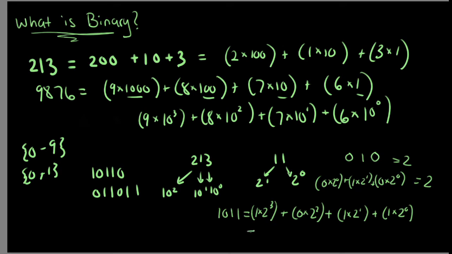And so this is equal to 2 to the 3 is 8. It doesn't matter what 2 to the 2 is because 0 is being multiplied by it, so we get 0. And then 1 times 2 to the 1 is just 2, and then 1 times 2 to the 0. Remember, anything to the 0th power is 1, so this is just 1. And so we get that 1011 in binary is equal to 11.